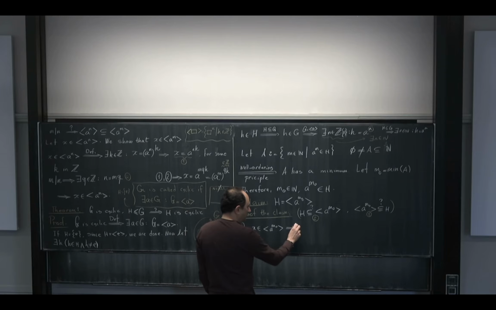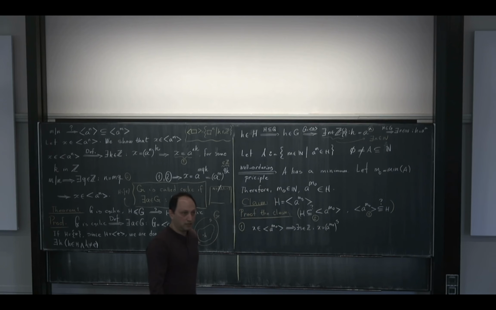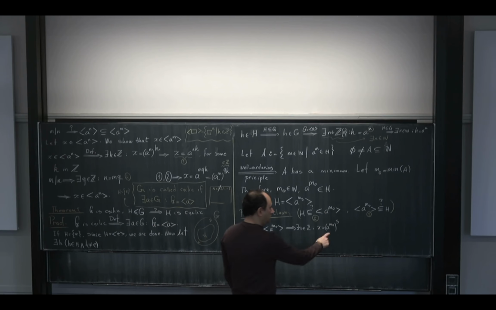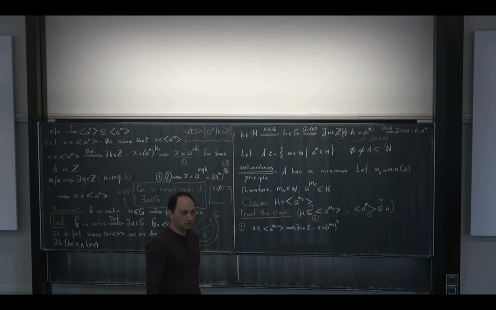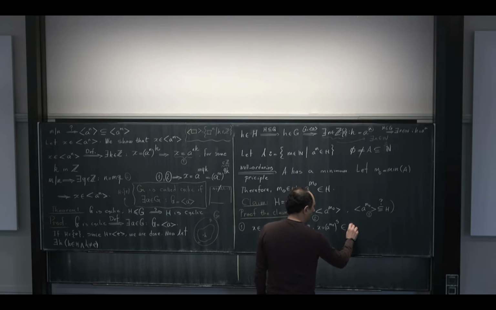It means there exists, let me use different letters, s in Z, such that x is equal to a to the power M naught, to the power s. But why does this belong to H? Because the base belongs to H. Yes, because a to the power of M naught belongs to H. H is a subgroup, so this belongs to H.